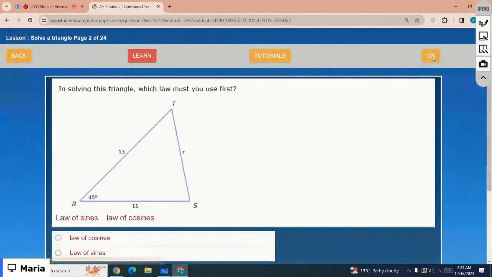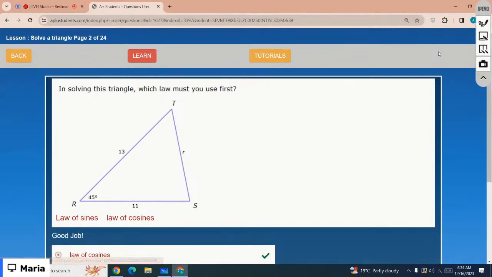In solving the triangle, which law must you use? You are given two of the sides and an angle between them. So you can use the law of cosine first, right? When you are given only one angle and two sides, you must use the law of cosine, not just can.